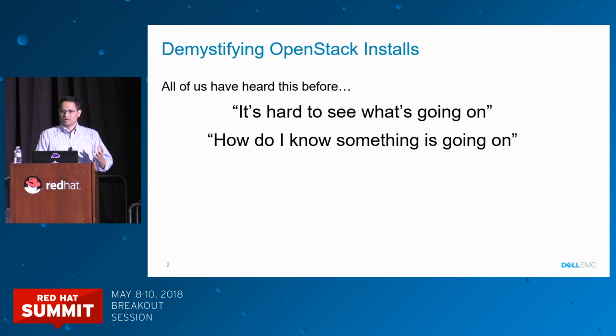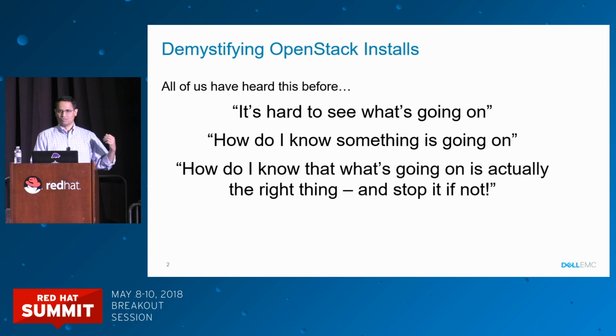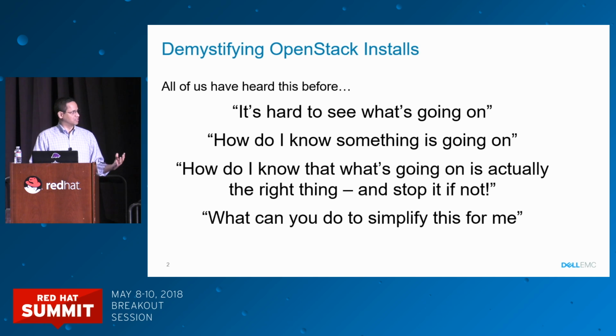The other side of the coin is that maybe something is going on in the background, but how do I tell that something is going on? And then, right after that, is whether what's going on in the background when the deployment is running is actually the right thing. How do I know? And if it's not the right thing, how do I stop it? So these are all very straightforward, logical questions that come up. And as a platform company, the most common question that we get from our customers and partners is, what can you do to simplify this for me?